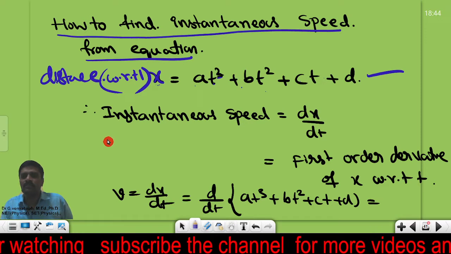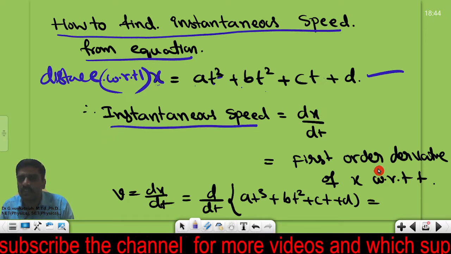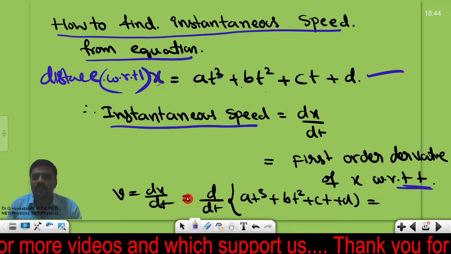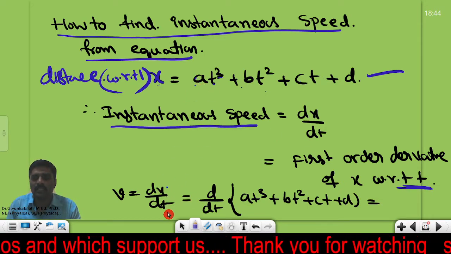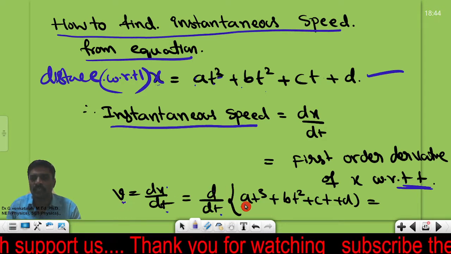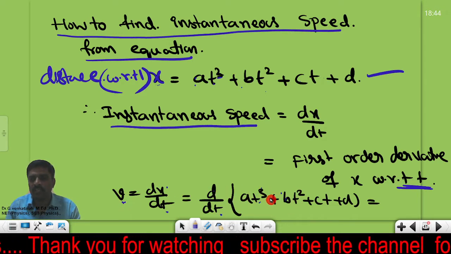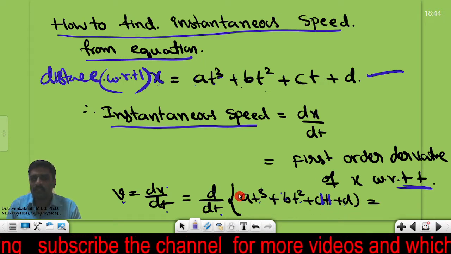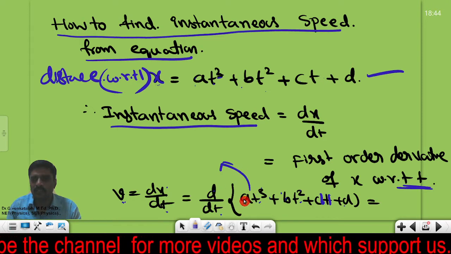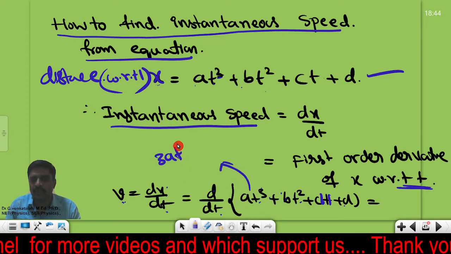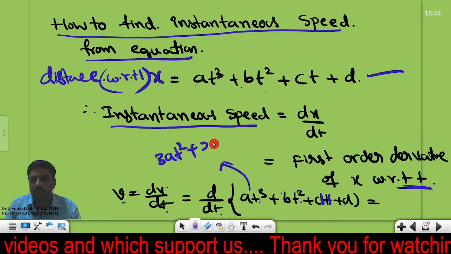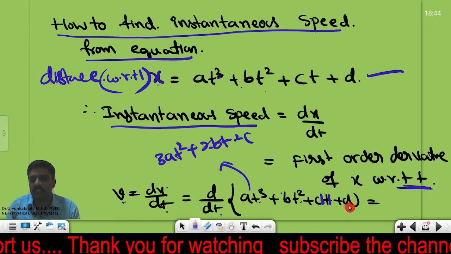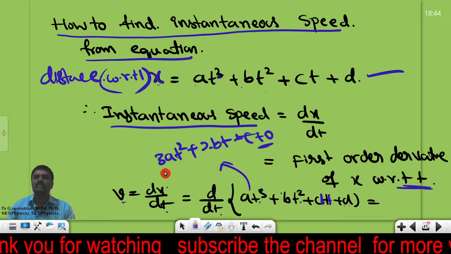Now how can you use this? See, the instantaneous speed means the first order derivative of x with respect to time. So we need to take the first order derivative of the given equation, dx by dt. The instantaneous speed is equal to dx by dt of at cubed plus bt squared plus ct plus d. If we do this first order differentiation, we get 3at squared, then 2bt, then c, and the derivative of d is 0. This is the instantaneous speed.